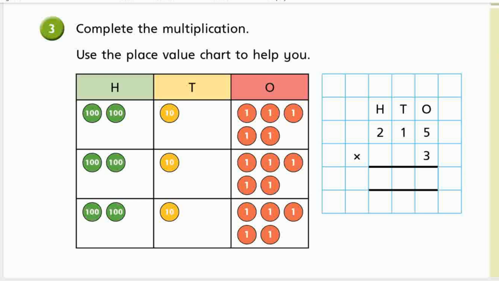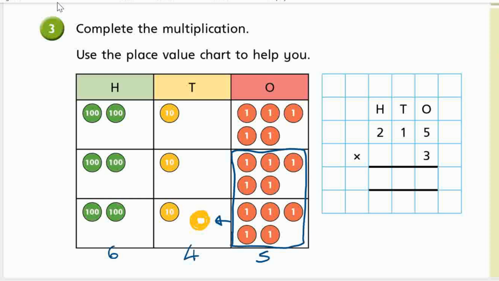Complete the multiplication. Use a place value chart to help you. Okay, so let's first look at the place value chart. So in other words, this is 3 times 215. Right, so we know that this is 10 ones. So we can move that up here to give us 110. Yeah, and then we can see from this that we have 1, 2, 3, 4, 5, 6 hundreds in total. We have 4 tens, and then we just have these 5 ones left. 645. Let's see if that's correct.